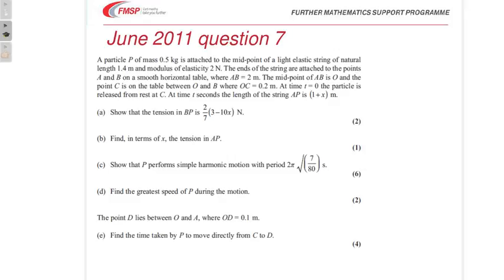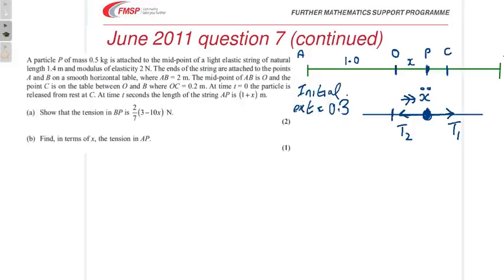Here's a diagram for the first part then. It's a light elastic string stretched between A and B. O is the center, and the distance AB is 2, so this is 1 meter to O, and OB is another 1 meter. First thing we've got to do is show that the tension in BP is 2/7 of (3 minus 10x).